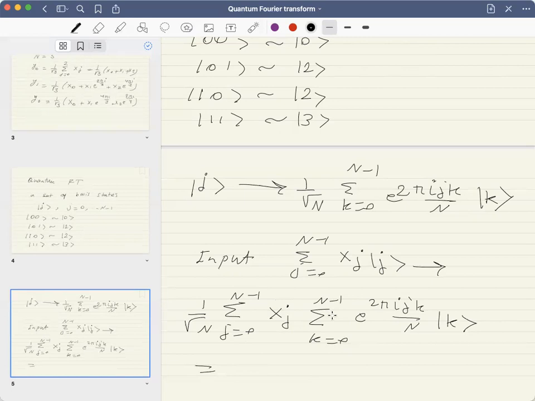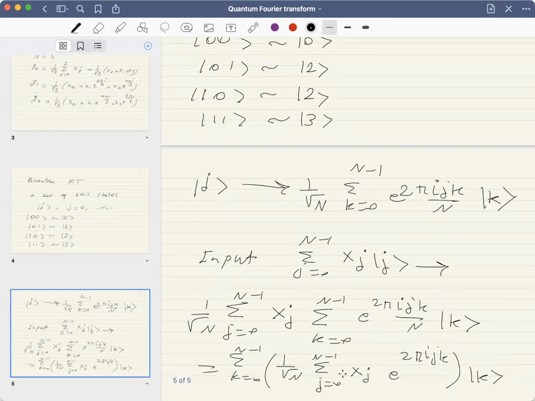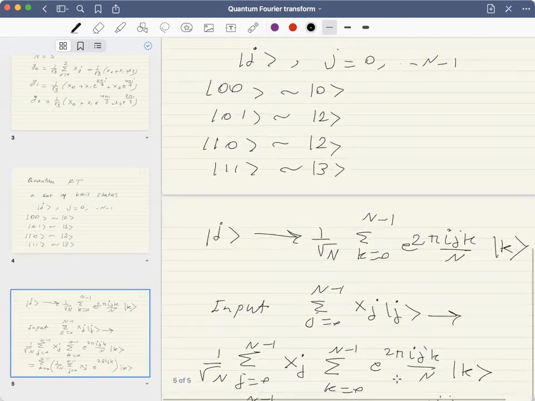Now let me switch the order of the sums. The sum of a sum, it doesn't matter in what order we sum. So this becomes sum over k equals 0 to n minus 1, 1 over square root n, that's just a constant. Now let's do the sum over j, and then I have x_j e to the 2 pi i j k. And then k doesn't depend on j, so I can put this in parentheses and have a state k there. So this whole thing is just a Fourier transform of x_j, right? That's y_k over n here.